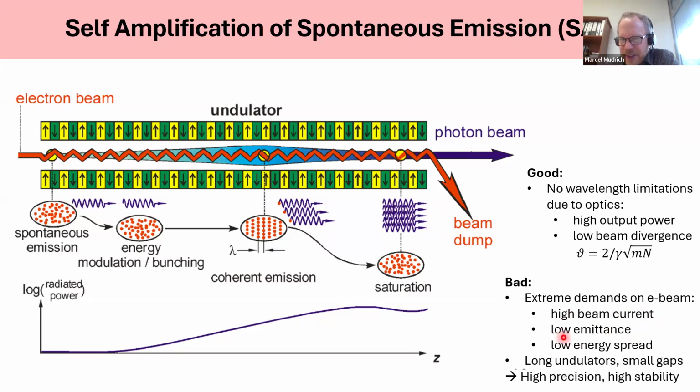So we need very high beam current. We need a very low emittance, meaning a small divergence of the electron beam, and low energy spread. The electrons have to be all quite monoenergetic in the first place, and we need long undulators to give this process a chance to develop over one single pass of the electron bunch through the undulator. And yeah, this imposes high demands on the precision of machining all these devices and controlling the position of the magnets on this very long, many meters long length scale.